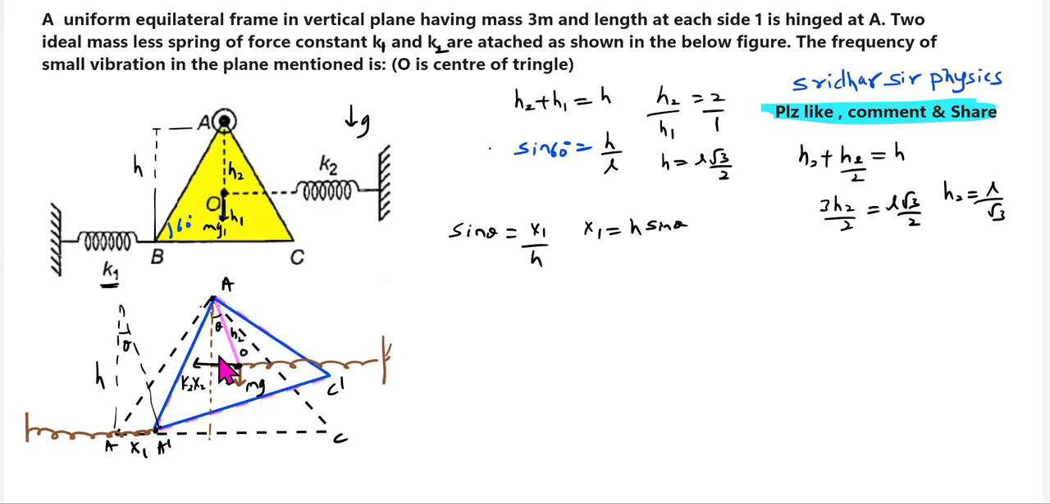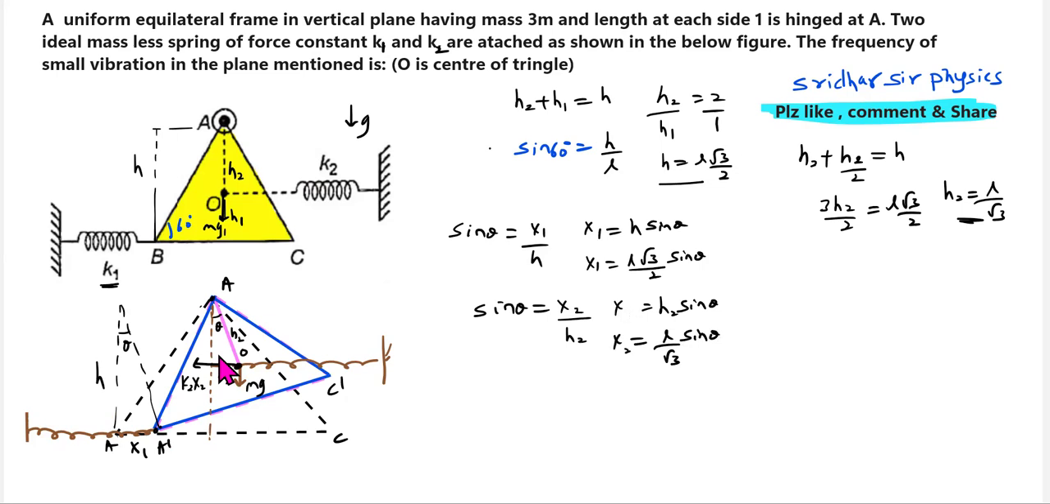Then what is h equal to? H equals L root 3 by 2. Already we have this one. I'll substitute this. x1 equals L root 3 by 2 sine theta. Then sine theta equals x2 by h2, so x2 equals h2 sine theta. What is the h2 value here? L by root 3, so x2 equals L by root 3 sine theta. Okay, now we'll get into the problem solving.